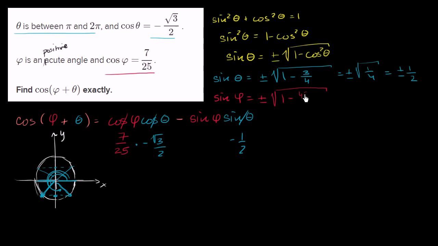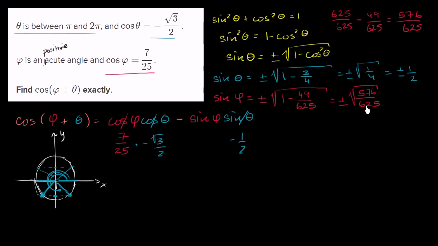So that's 49 over 625. Let's see, what is that going to be? Actually, let me do it over here. So 625 over 625 minus 49 over 625. I just rewrote 1 as 625 over 625. That's going to be, see, 625 minus 50 would be 575. It's going to be one more than that. It's going to be 576 over 625. So it's equal to the plus or minus square root of 576 over 625.